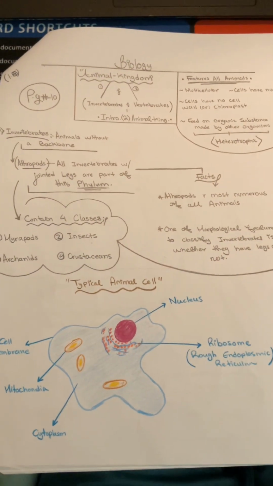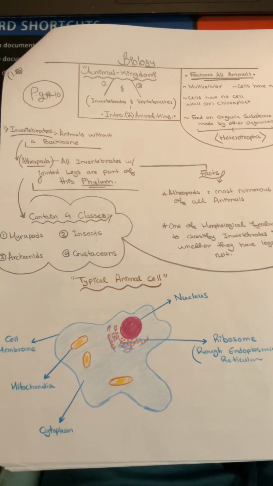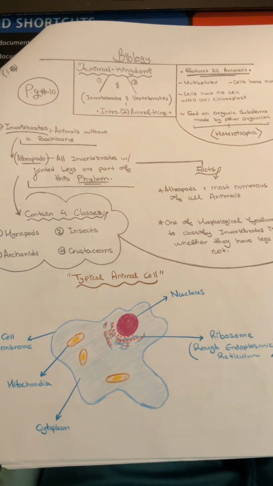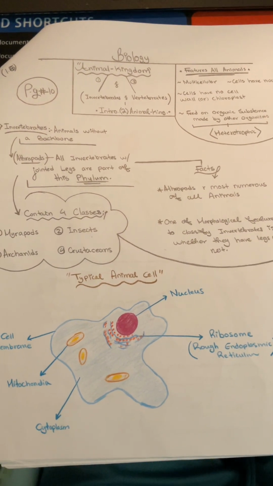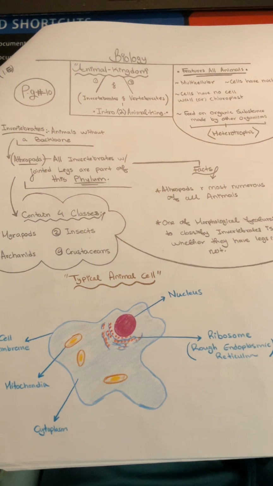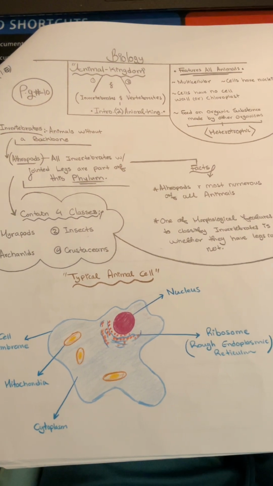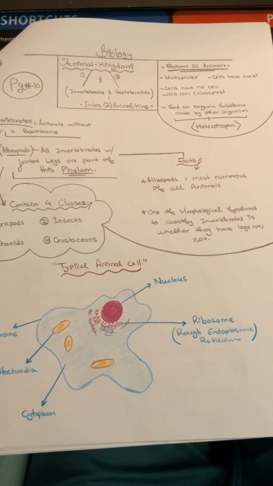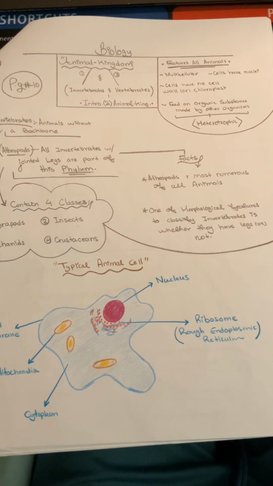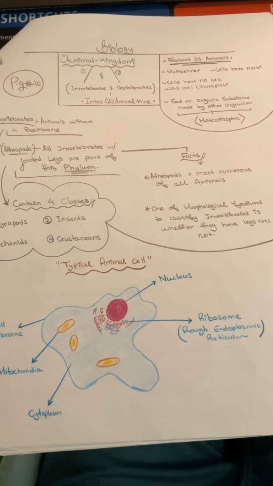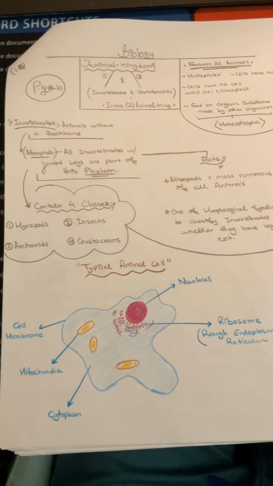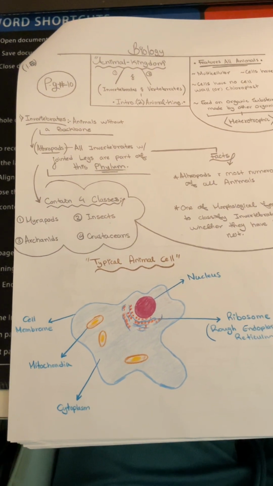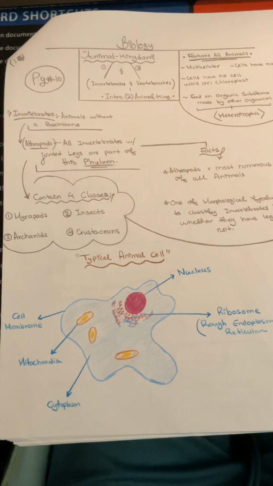Now, invertebrates. Invertebrates are animals without a backbone. For example, arthropods. Arthropods are the largest group of invertebrates. They are a phylum. Arthropods are the most numerous of all animals, and one of the morphological features used to classify invertebrates is whether they have legs or not. It is a phylum containing 4 classes: myriapods, insects, arachnids, and crustaceans.